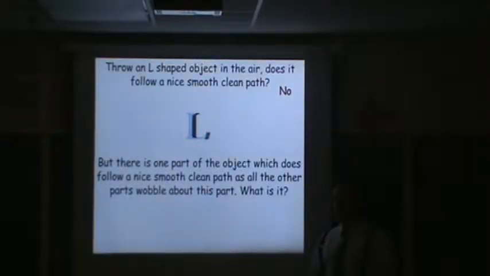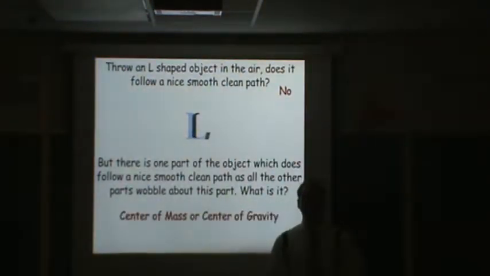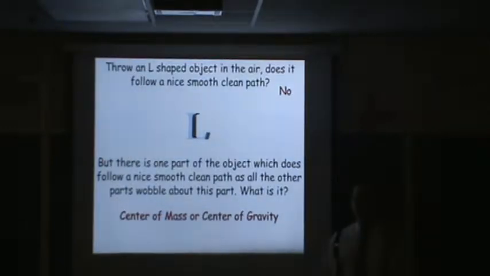The center of mass, or some people say the center of gravity. Just like there's a difference between mass and weight, there really is a little difference between center of mass and center of gravity. But in this class, I'm going to treat them as the same thing and use the two terms interchangeably.